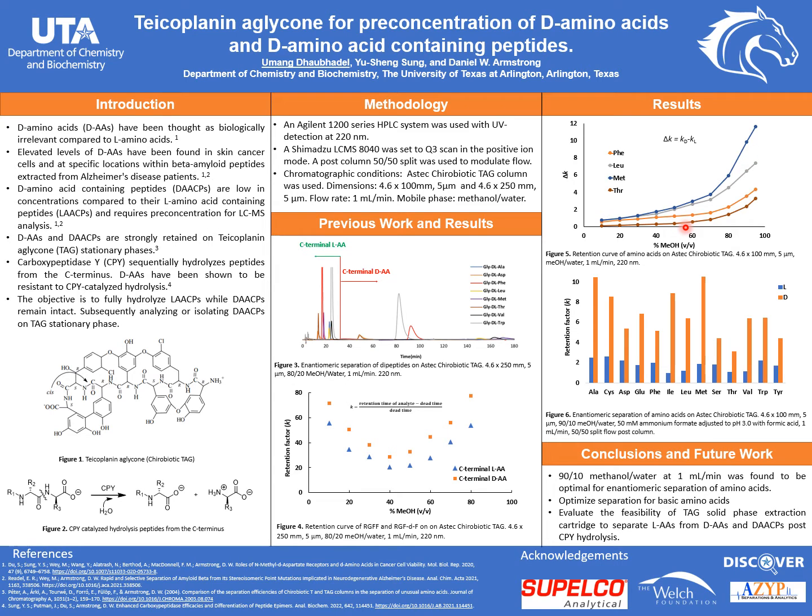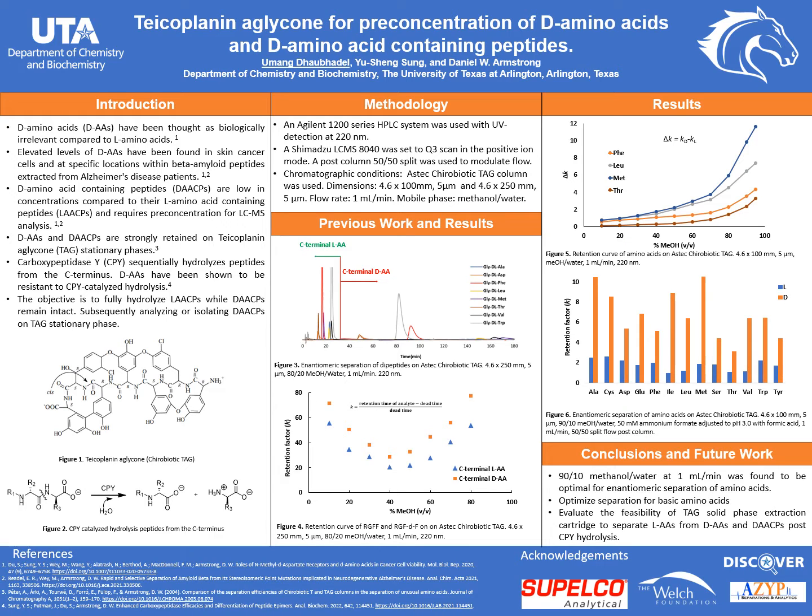In figure 6, we have this enantiomeric separation of amino acids at 90-10 methanol water concentrations. In the previous method, I was not able to see basic and acidic amino acids, and what's different in this method is we used a lower pH, a pH of 3.0, and you can see that most amino acids are well separated, and especially the acidic amino acids were better separated compared to the previous method.